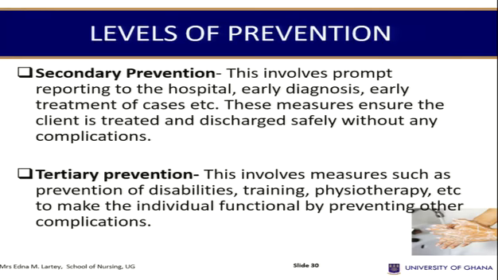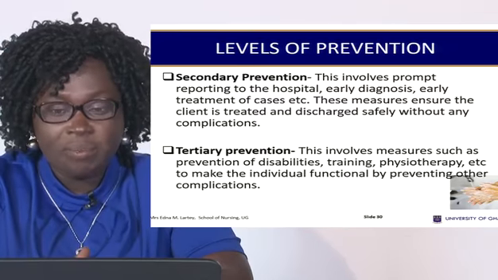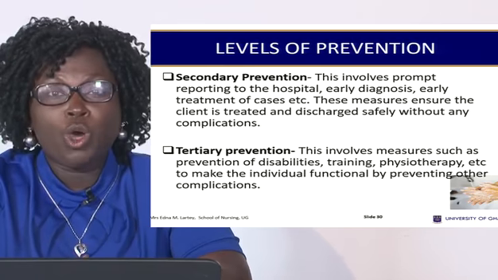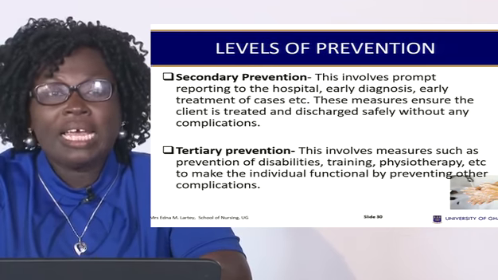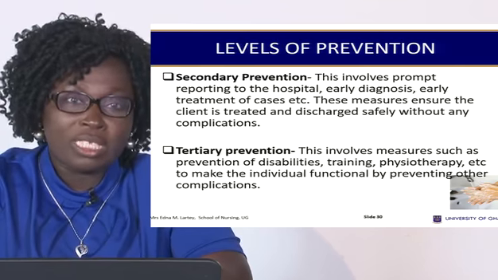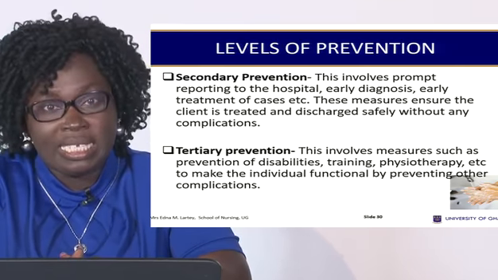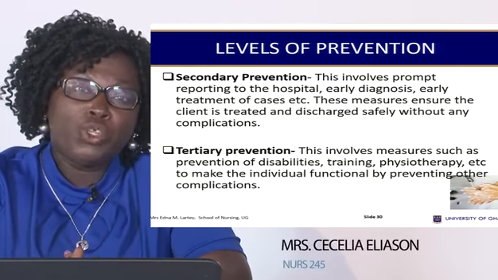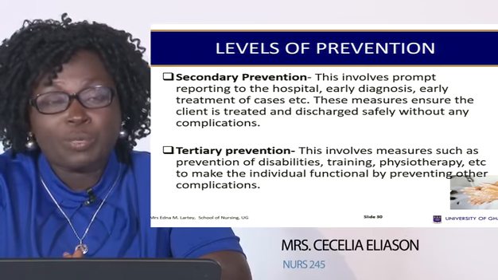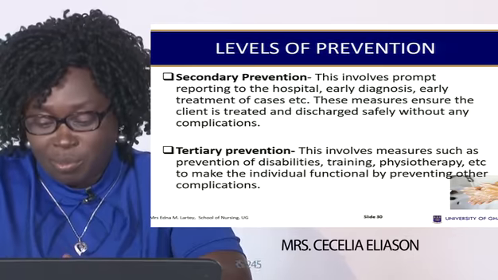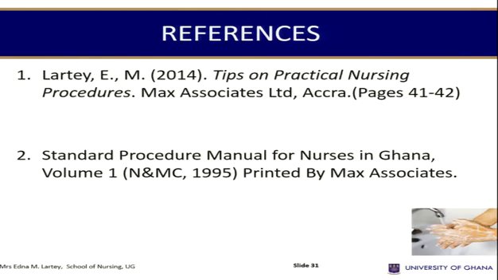So in summary, we have looked at infection prevention, donning of gloves, donning of gowns, removal of gowns, removal of gloves, and hand washing. And also we have looked at how to notify when there's an outbreak of diseases, and how to apply Betty Neuman's model to our levels of prevention. That is the 3 levels that we mentioned: primary, secondary, and tertiary prevention. So for your reading, you have Latte EM 2014, Tips on Practical Nursing Procedures, and the Standard Procedure Manual for Nurses in Ghana.